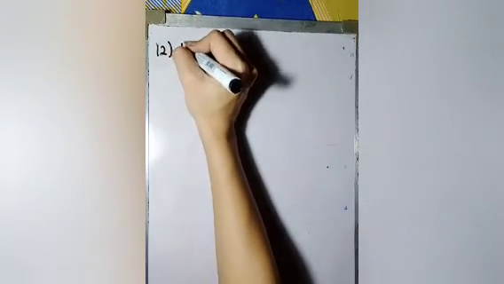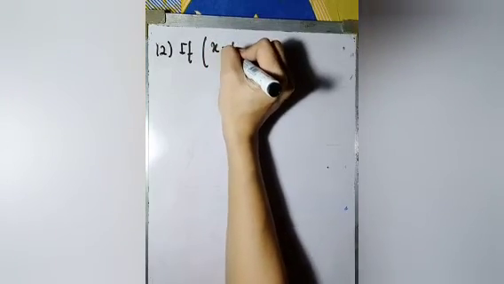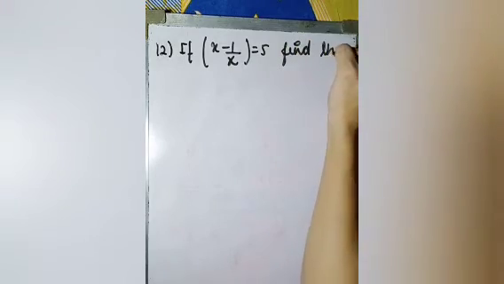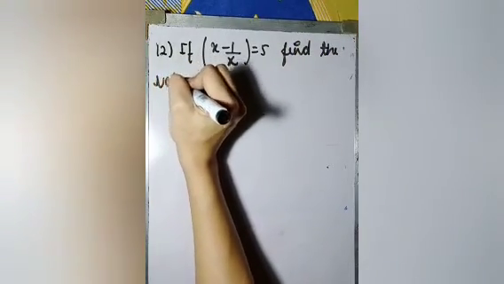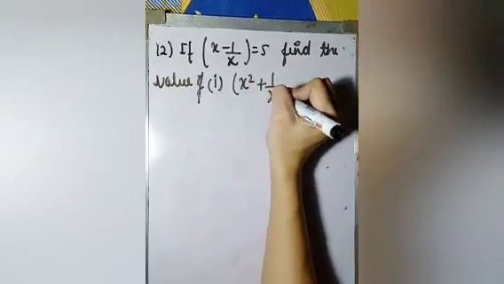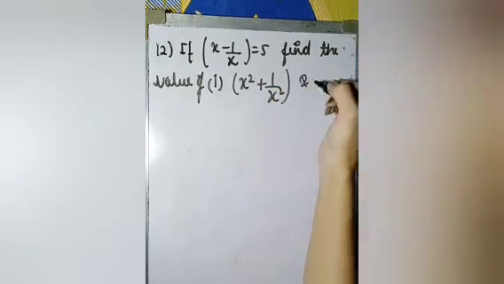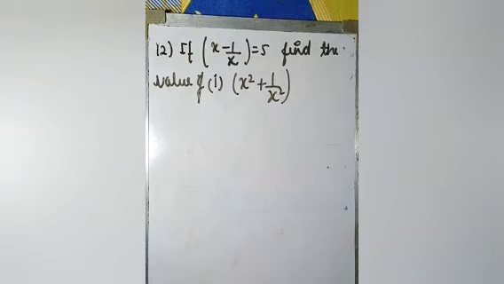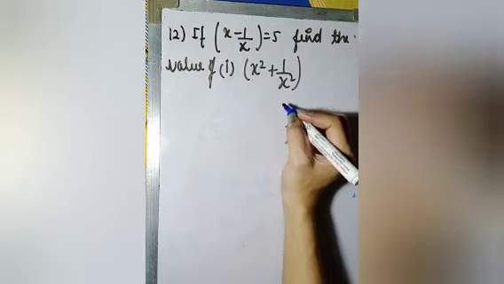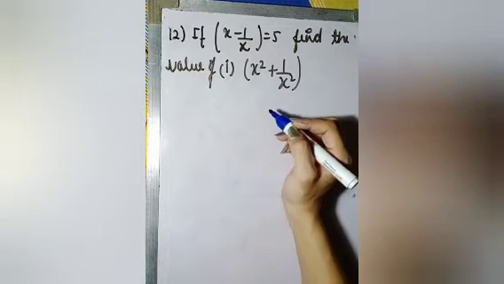Now move on to question number 12. If x minus 1 upon x equals 5, find the value of first, x square plus 1 upon x square, and the second part we will see. Now first we have to find the value of x square plus 1 upon x square.